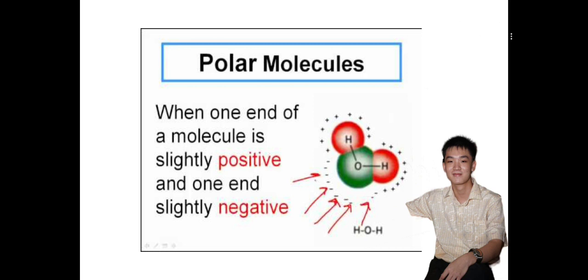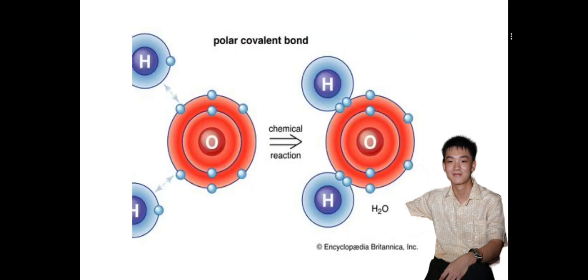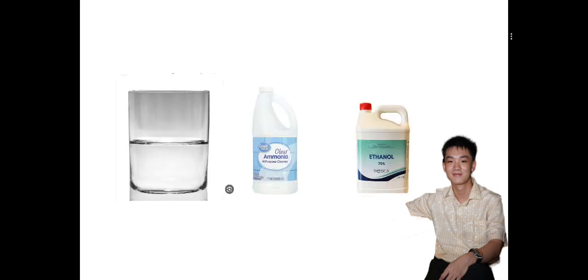Here are the key points. Polar molecules: it has unequal electron sharing due to differing electronegativities. It has a net dipole moment, acting like tiny magnets. The examples are water, ammonia, ethanol.